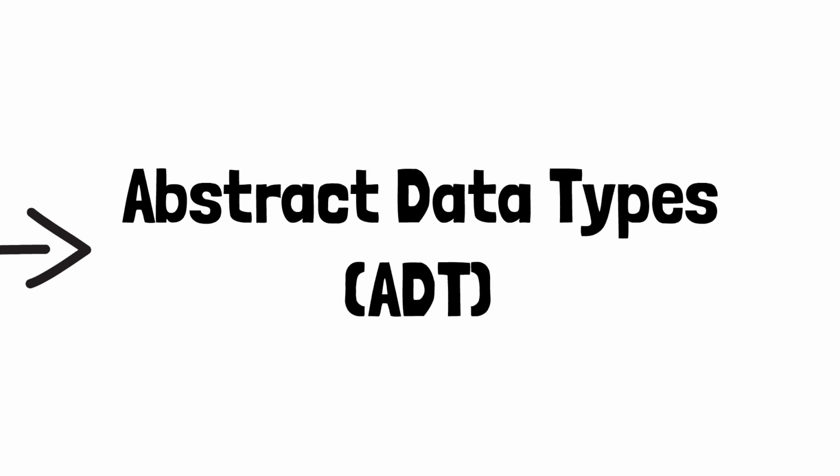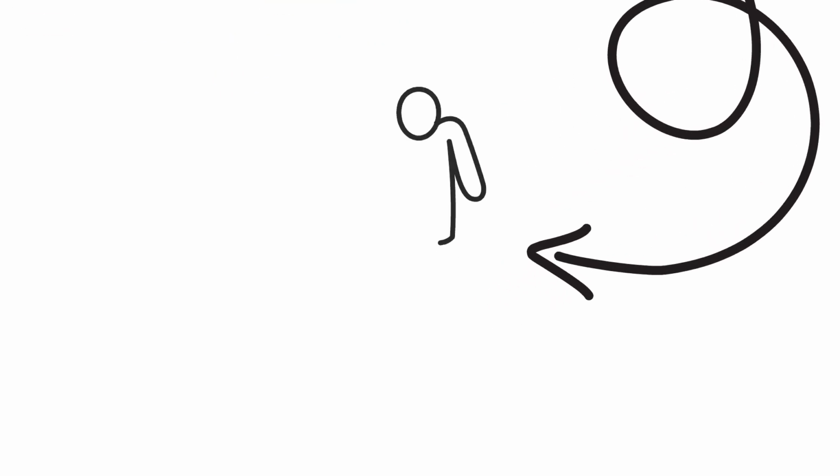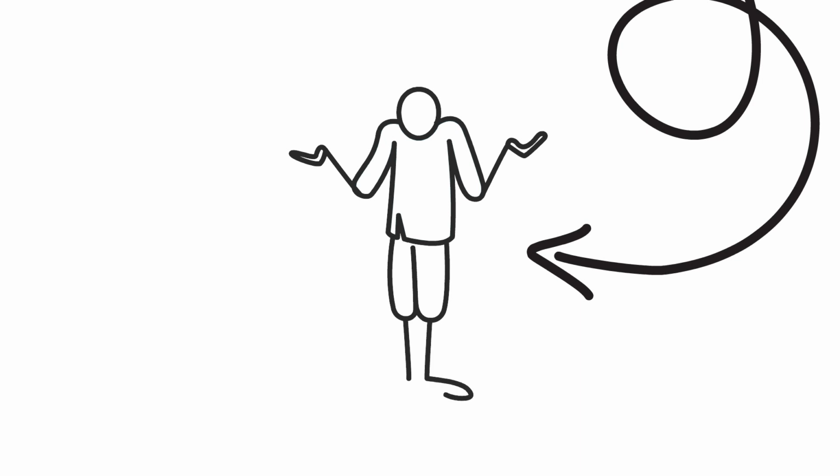Today we're going to try and understand the concept of an abstract data type, also abbreviated as an ADT. This was quite a confusing topic for me when it was first introduced, but understanding abstract data types has made many other computer science topics easier to understand.